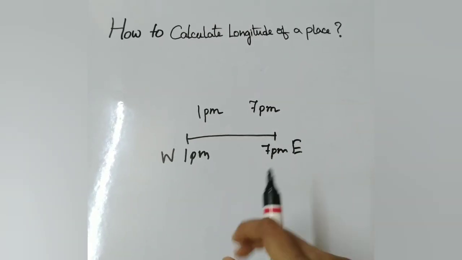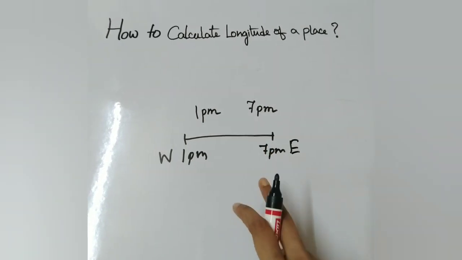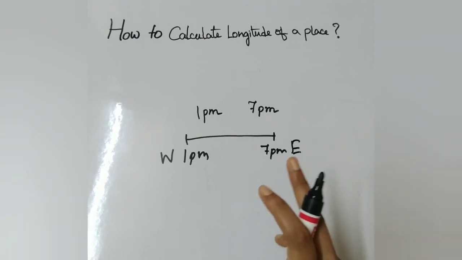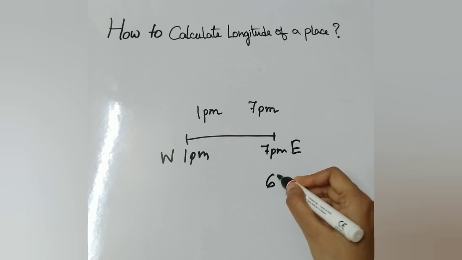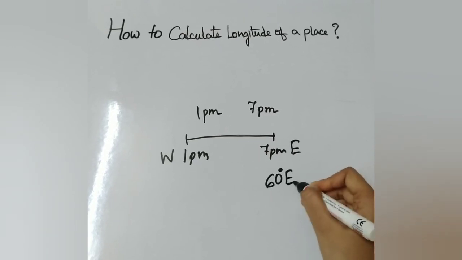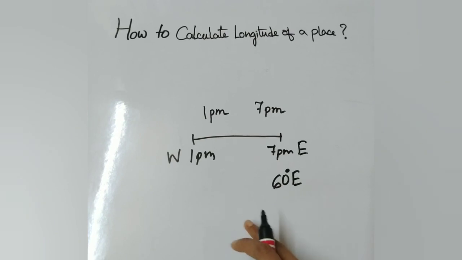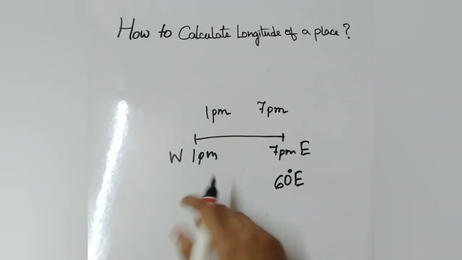Second point, the question will give you the longitude of one of the places. Between these two places, the question will give you any one of the longitudes. Suppose the 7 p.m. longitude is 60 degree east, as mentioned in the question. So we find out the 1 p.m. timing's longitude.